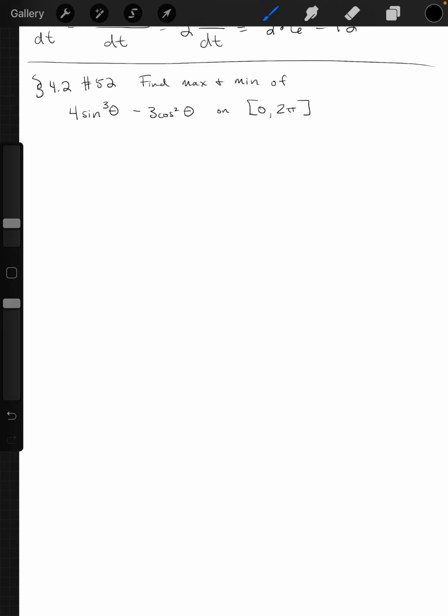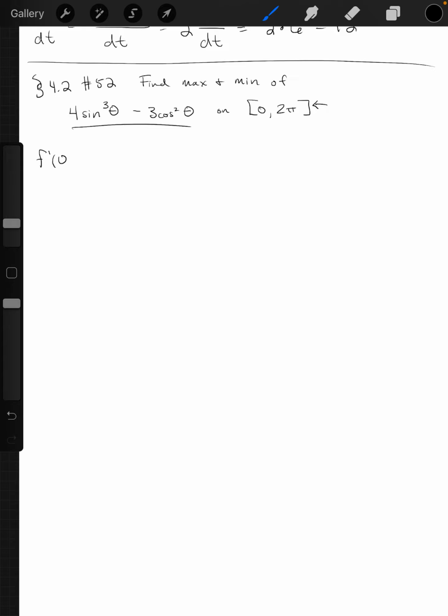So the way we find maximums and minimums on closed intervals is first we find all the critical points, then we take all of our critical points and the endpoints of the interval, and we plug them into our original function. And we figure out which ones are the biggest and which ones are the smallest. So, to find the critical points, that means taking the first derivative and setting equal to 0.